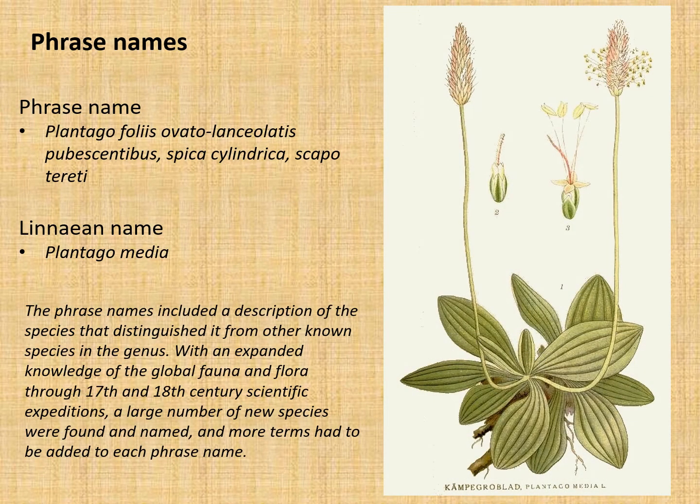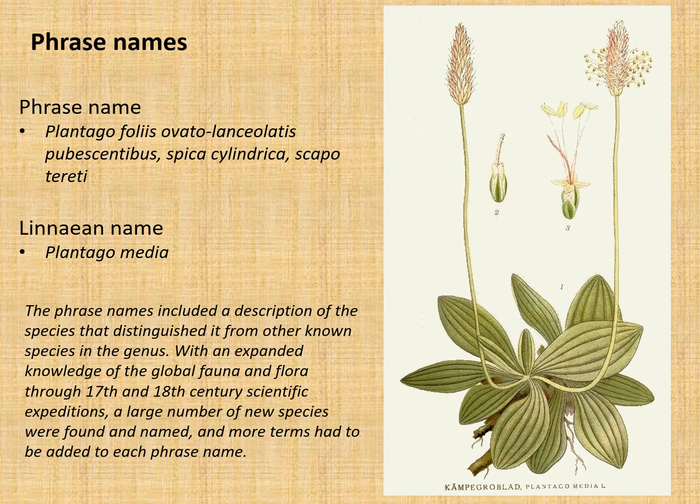The phrase names included a description of the species that distinguished it from other known species in the genus. With an expanded knowledge of the global flora and fauna through the 17th and 18th century scientific expeditions, a large number of species were found and named, and thus more terms had to be added to each phrase name. By the time of Linnaeus, the situation was really bad. Linnaeus counted 8,530 species of flowering plants in 1753.